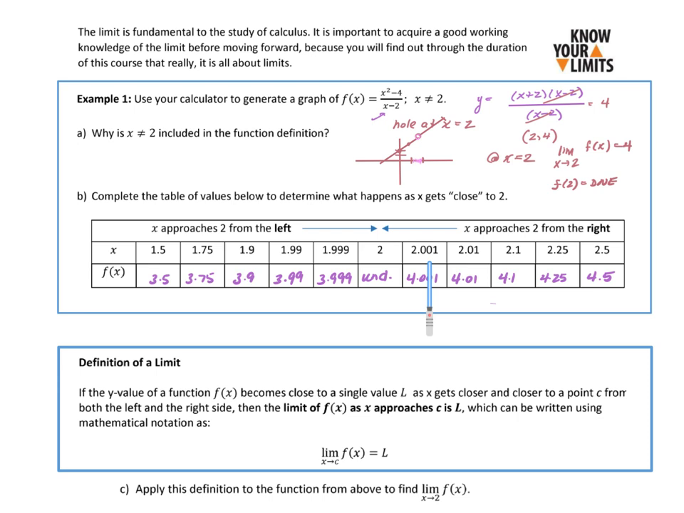So that's the right. Come from the left, same thing, 1.999. Could do 1.99999, et cetera, et cetera. Get as close to 2. This gets really close to 4, okay? So what is the definition of a limit? For the limit to exist, it has to be a real number value, okay?